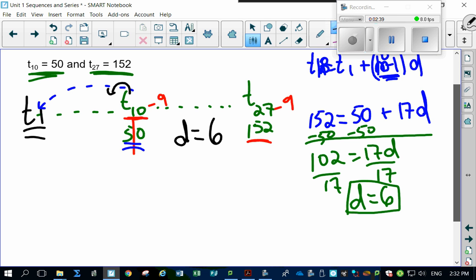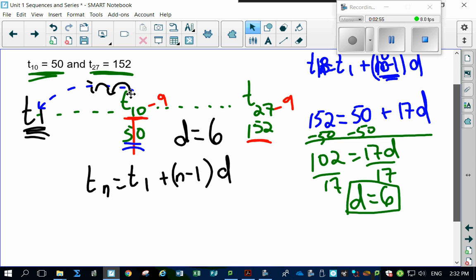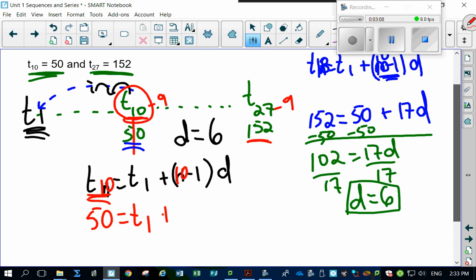That's got to be 50 minus 6, which is 44, and then go back and go back. No. Use the formula again. Look, Tn equals T1 plus n minus 1 times D. Remember, Tn stands for any term. Well, let's let it be the 10th term. So that's 10. That's 10, right? T10 is now 50. T1 is what we're trying to find. N is 10 minus 1. Oh, that's easy. That's 9.